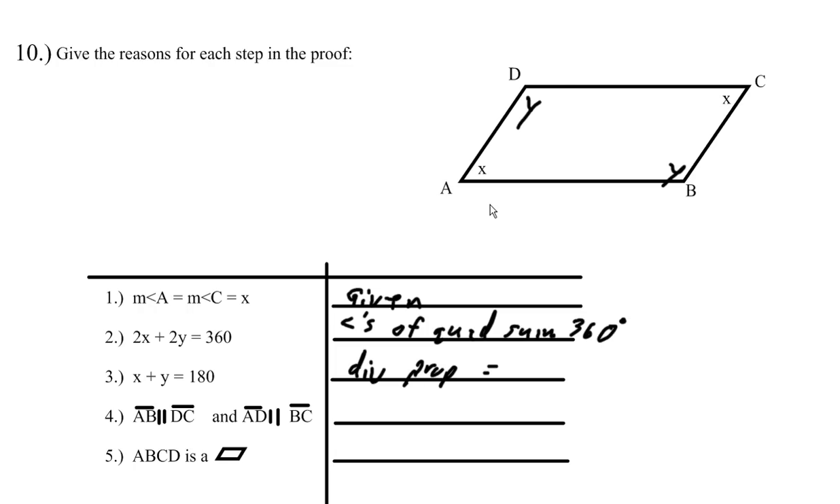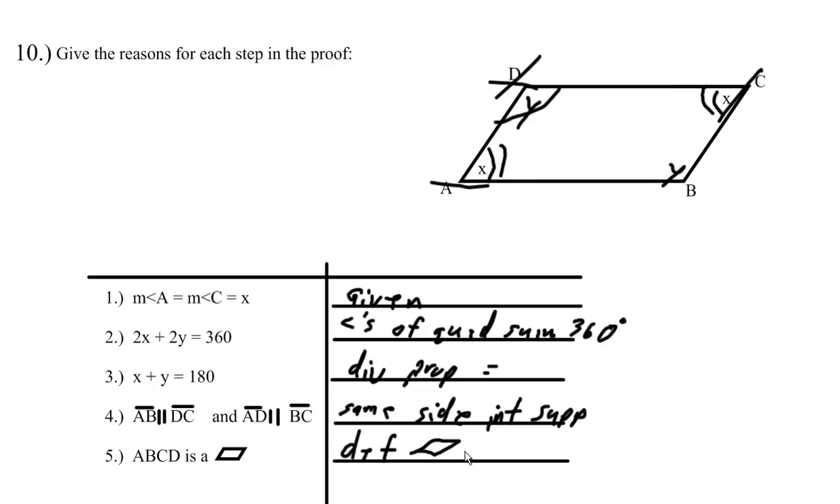And then next, since x plus y equals 180, and these are same side interior angles on these two lines, the same side interiors being supplementary makes those lines parallel. And same thing with x and y here. So that makes these two lines parallel. So because same side interiors are supplementary, those lines must be parallel. And the reason that ABCD now must be a parallelogram is because opposite sides are parallel, and that's the definition of a parallelogram. You can write it like that.